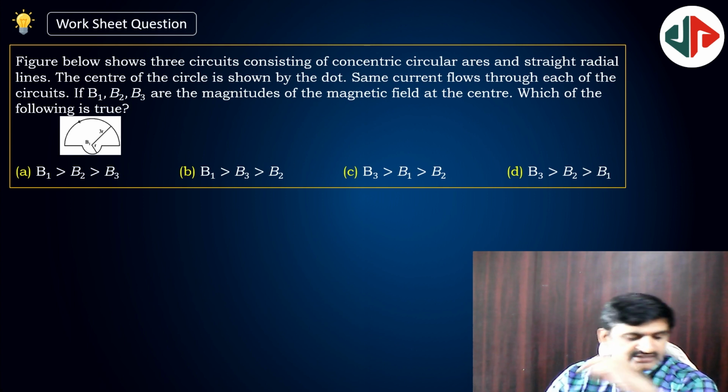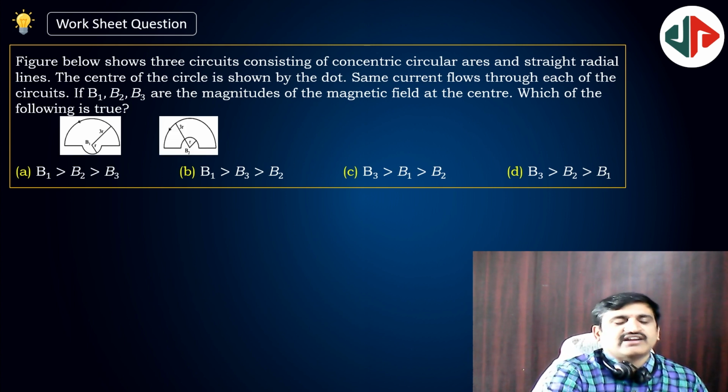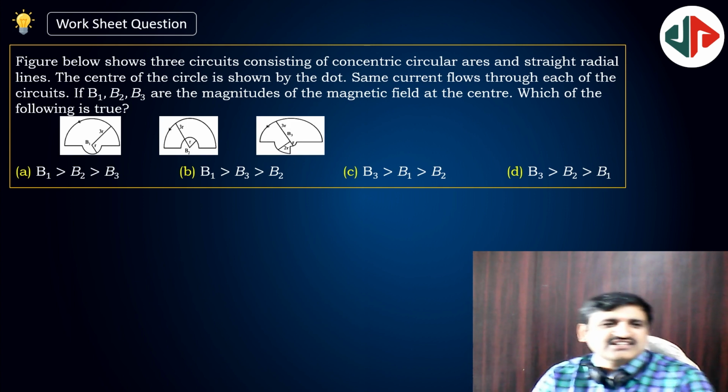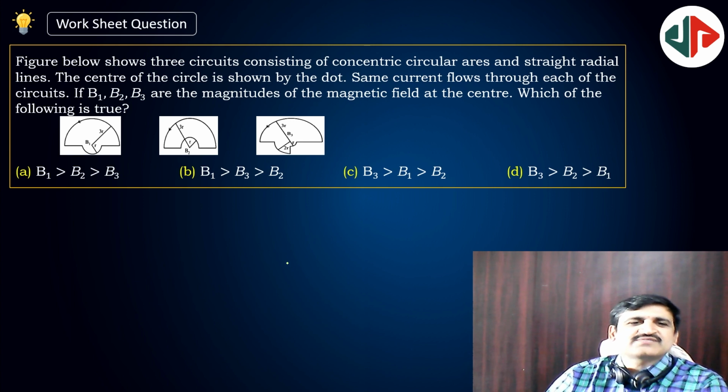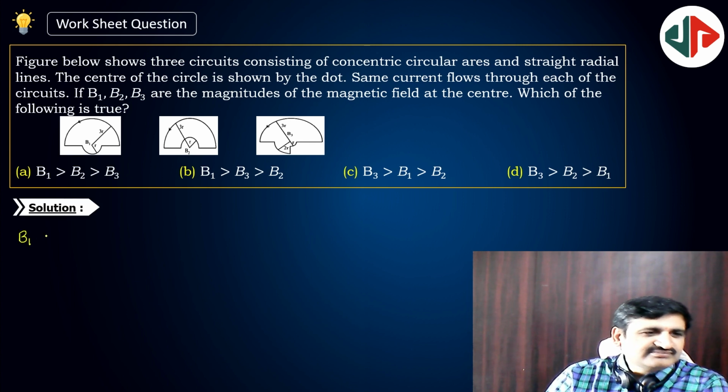Maybe the diagram is misplaced. Let me check it. The diagram is different. Oh, 3 pictures may come, I think. Yes. Okay. So these are the 3 pictures. First one is B1, second one is B2, third one is B3. We have to compare all the things, right? Okay. So B1, first one.